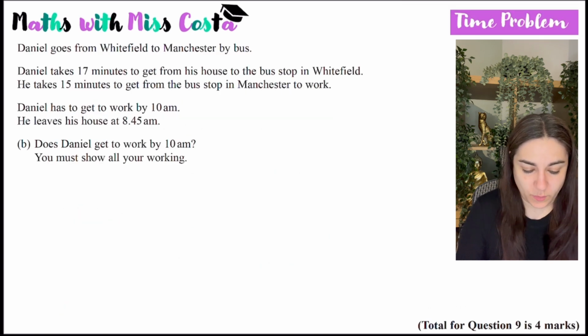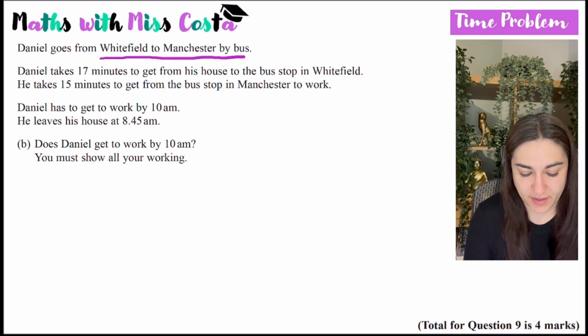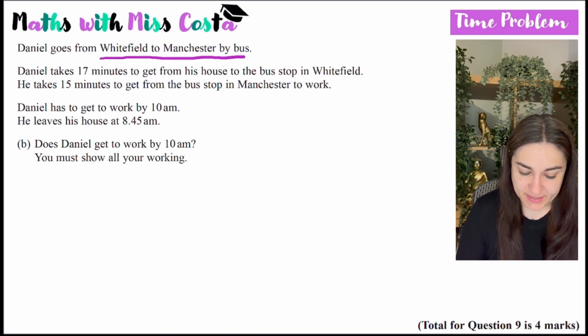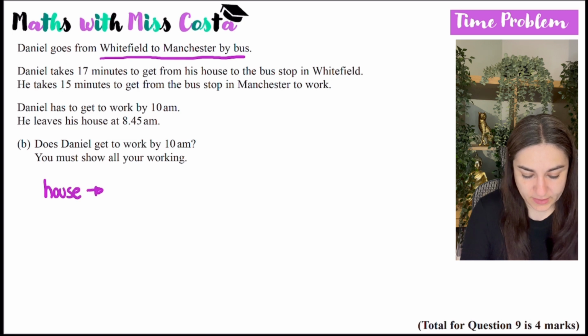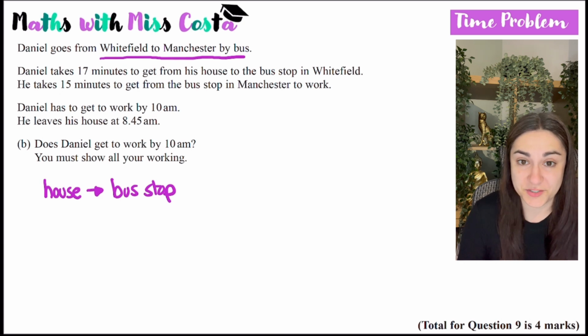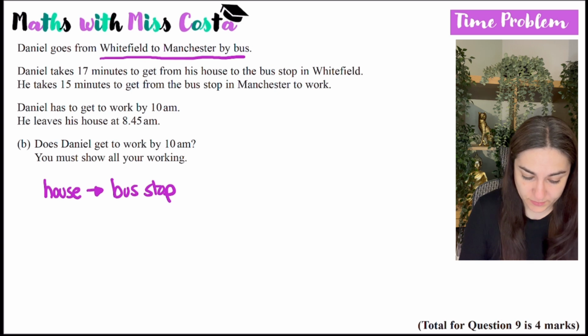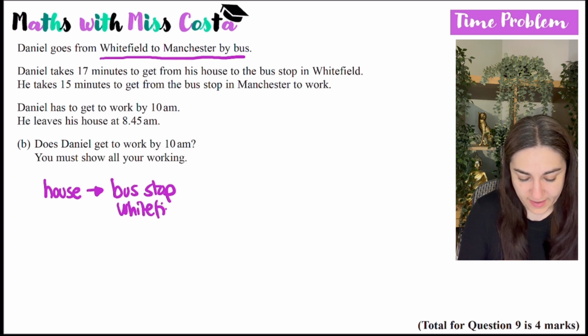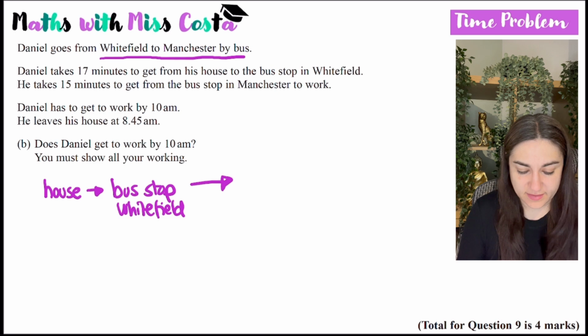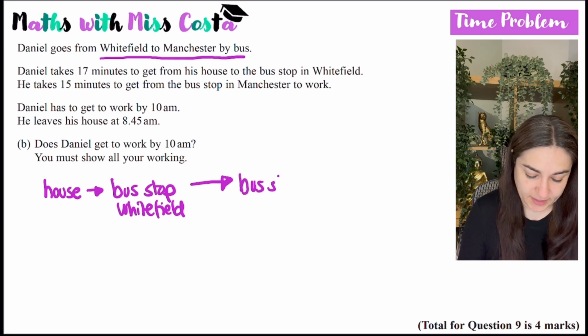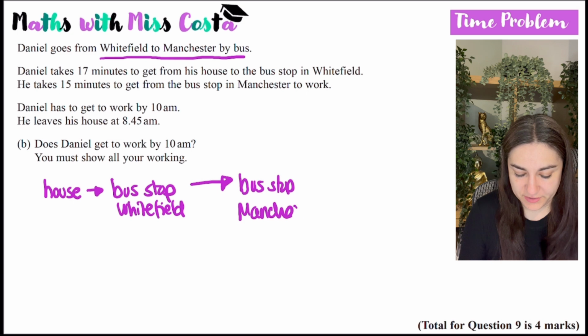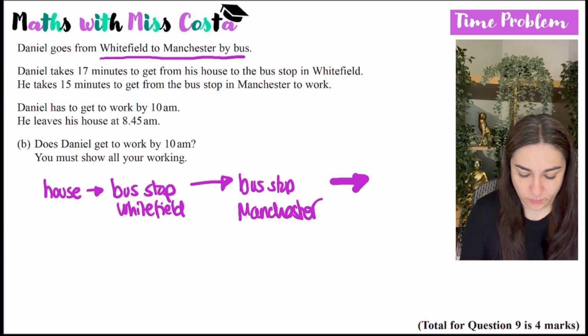Now, I'm told that Daniel goes from Whitefield to Manchester by bus. He takes 17 minutes to go from his house to the bus stop. So again, just writing down all the information, extracting it from the question to make life simple for myself. So he takes 17 minutes to get from his house to the bus stop in Whitefield. It then takes him 15 minutes to get from the bus stop in Manchester to work. So he's going to end up at the bus stop in Manchester, and then he walks to work.